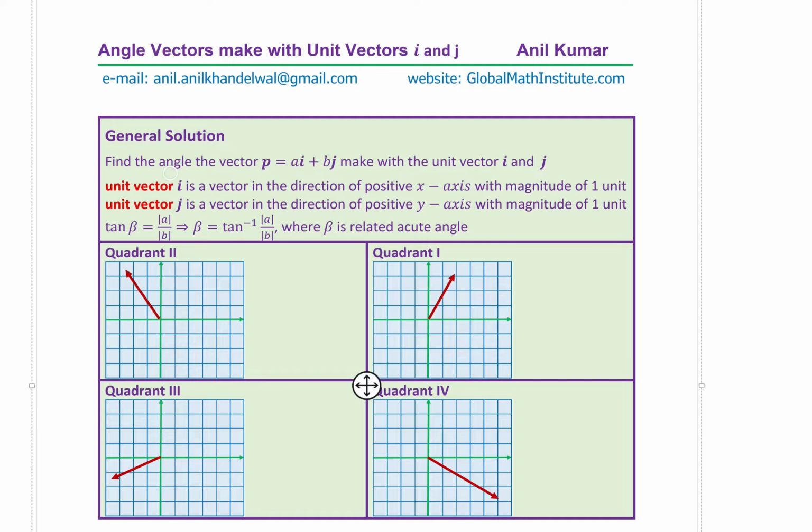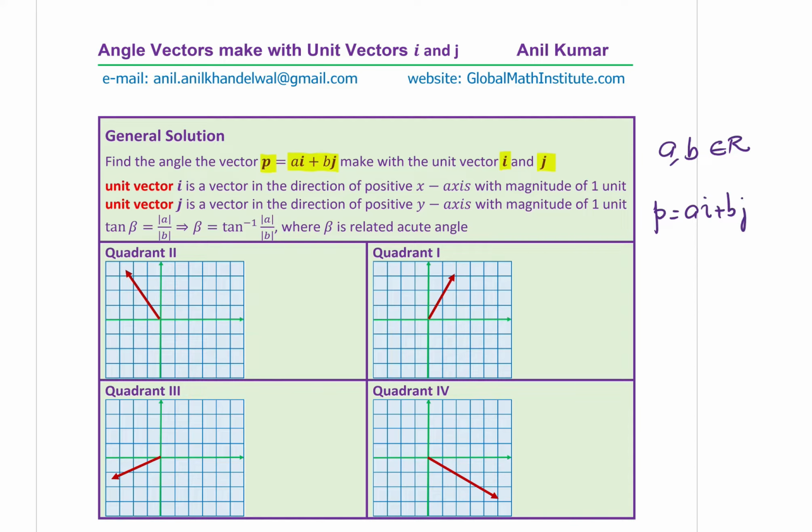We need to find the angle the vector, which we have named as a general vector P equals A i plus B j, makes with the unit vectors i and j. Now, the values of A and B are real numbers, where A and B belong to real numbers. Now, depending on whether they are positive or negative, the vector may lie in quadrant 1, quadrant 2, quadrant 3, or quadrant 4.